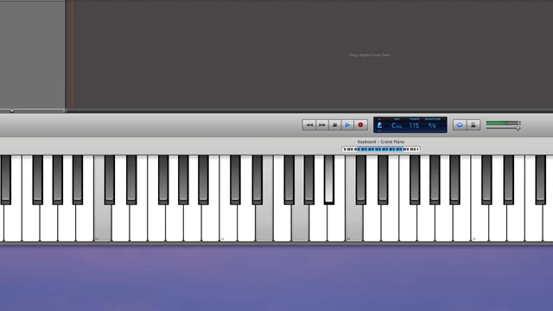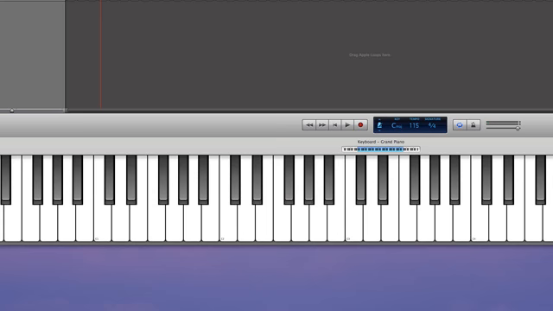Check it out in action. Here's the 1. Still on the 1 chord, I'm getting ready to go to the 4 chord. That was the approach. Approach from a half step below.